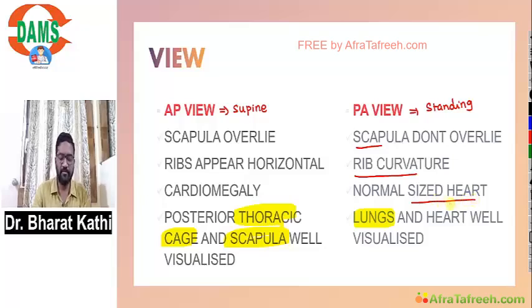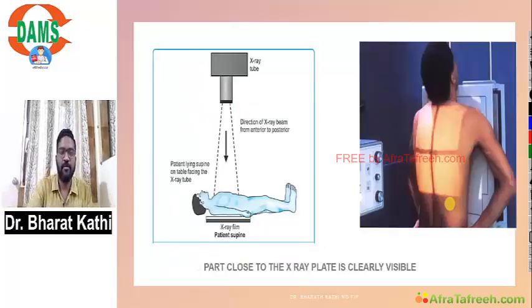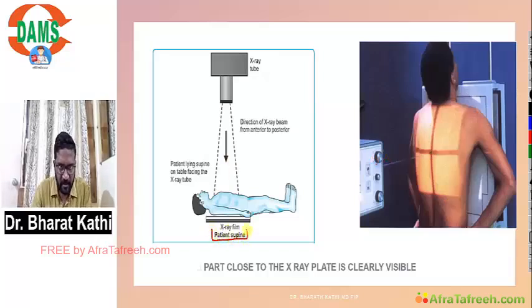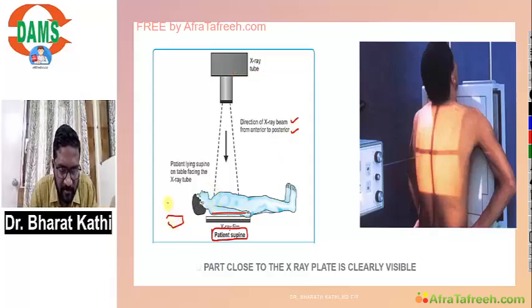I'll tell you the simple logic to remember this. So whenever you are taking an AP view, the position of the patient is in supine position. So the direction of X-ray beam is from anterior to posterior. Because he is completely in supine position, so what will happen? His scapulas will be very close like this.